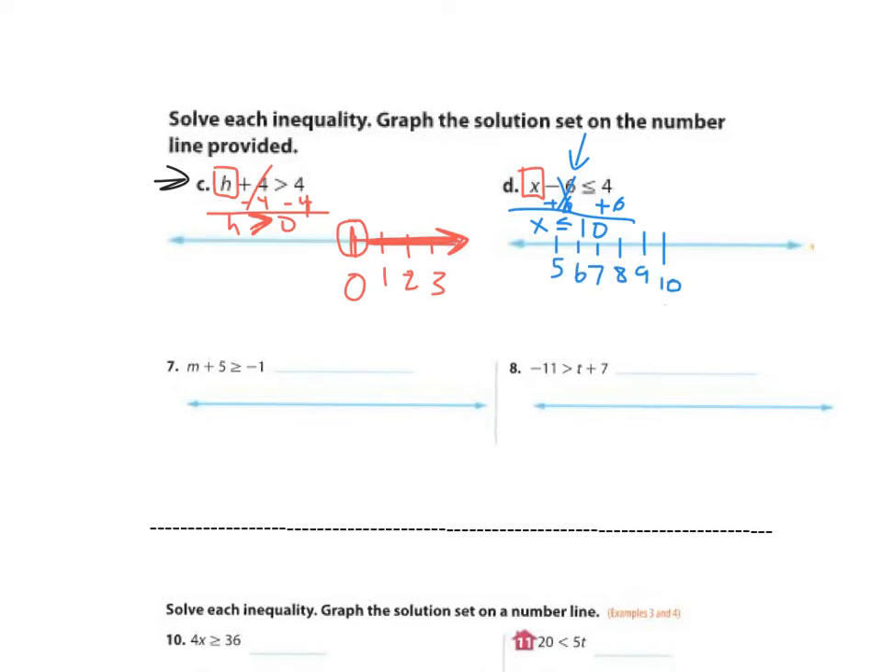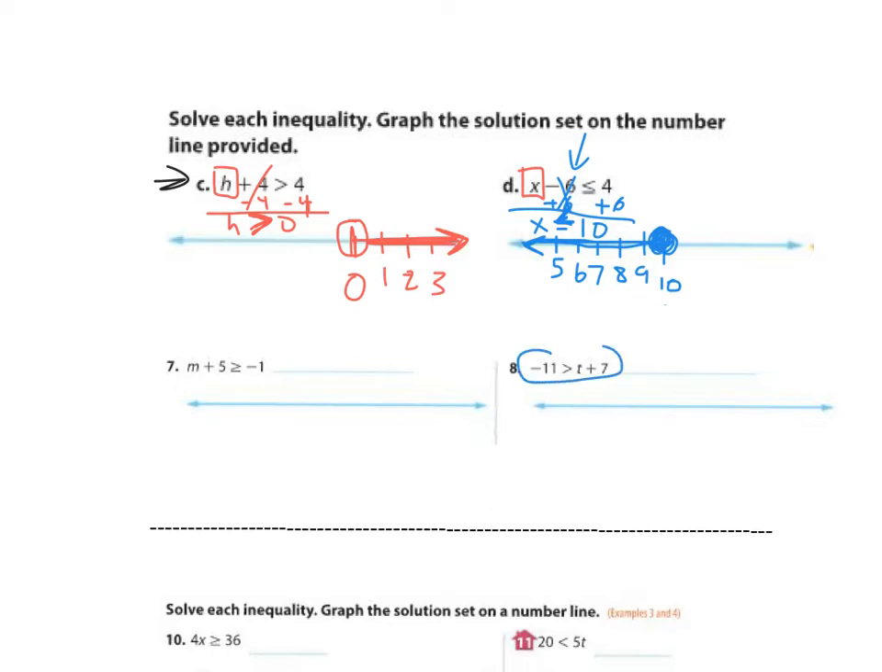All right, since my solution is x is less than or equal to 10, we're going to put our circle on 10. We're going to shade it in because it can also equal 10. And our arrow has to copy the inequality symbol, so that would be pointing in this direction, just like it is in our solution right there. And there it is.